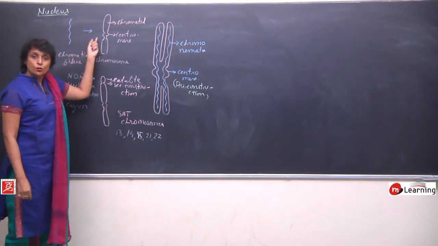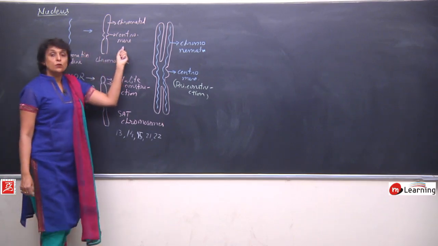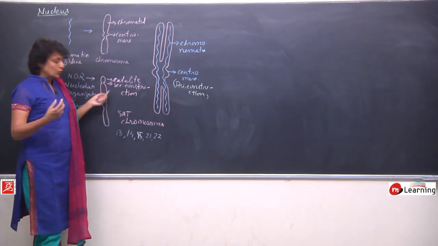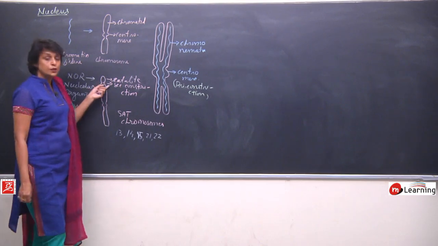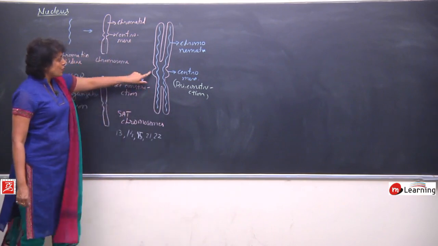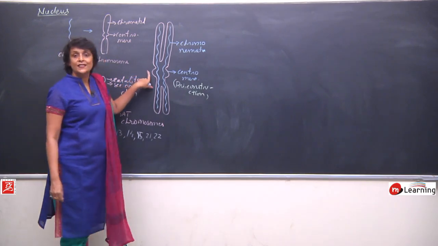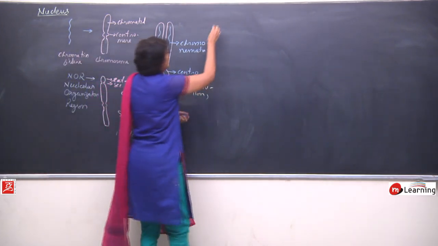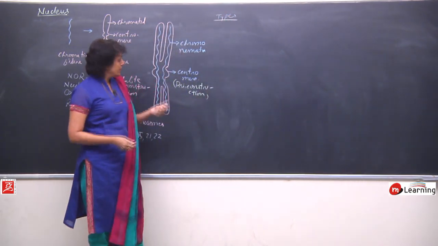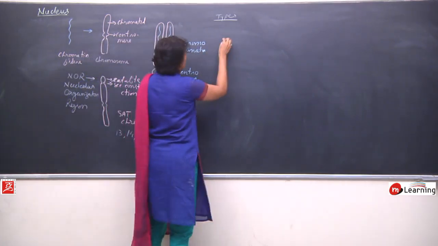So it could be a simple chromosome or it could be SAT chromosome. Simple chromosomes have only one constriction at the centromere, and SAT chromosomes have two. One is the primary and the other one is the secondary constriction, which helps in the formation of satellite. Now, on the basis of location of this centromere, we can classify these chromosomes into 4 categories. So these are the types on the basis of where the centromere is and how are the arms of these chromosomes or chromatids.